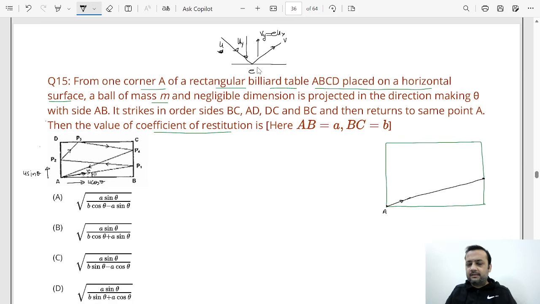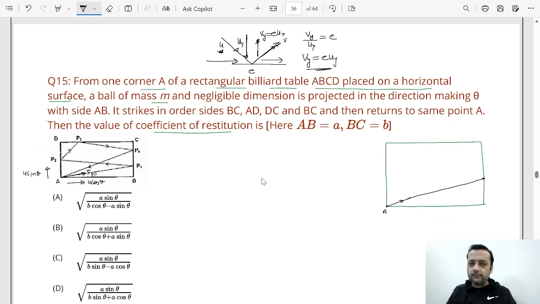Again, this is just using the restitution equation. The velocity of approach was uy. Although the ball is coming in at an angle, the parallel component does not participate in approach; only this component participates in approach. Similarly, when the ball is rebounding in this direction, this component does not participate in separation; only this component does. So the velocity of separation is Vy, the velocity of approach was uy, and their ratio is the restitution. That is why Vy equals e times uy.